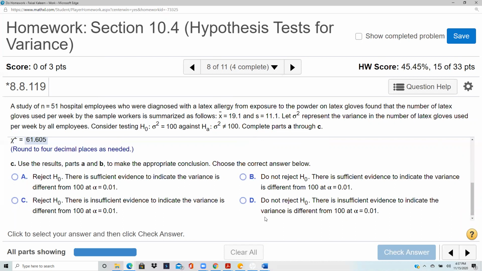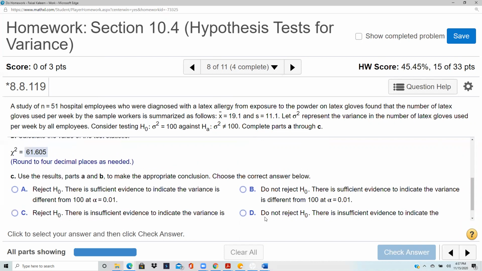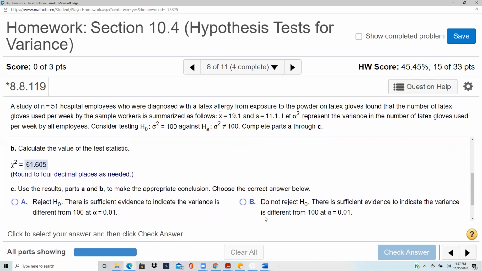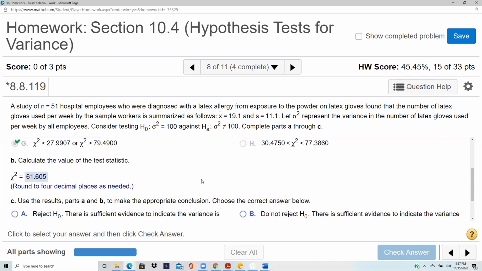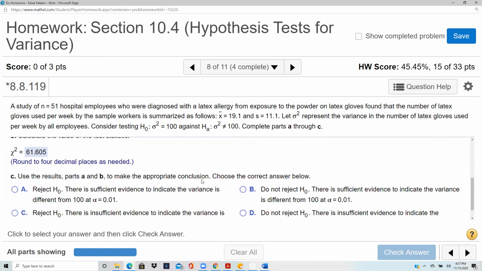Okay. So now let's see if it's in between the two critical values. If it is, then you do not reject. 61.605 is actually in between the 27 and the 79. So then you do not reject. Do not reject, and when you do not reject, there is insufficient evidence.